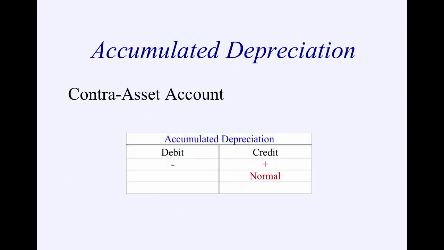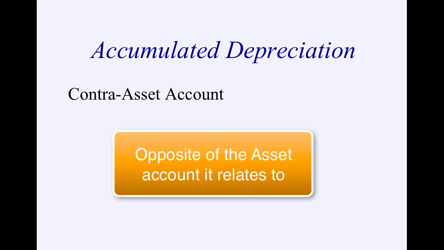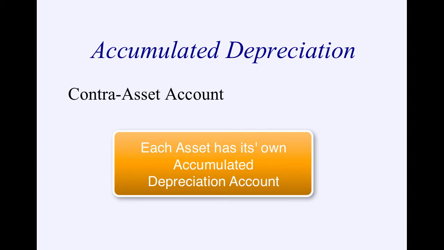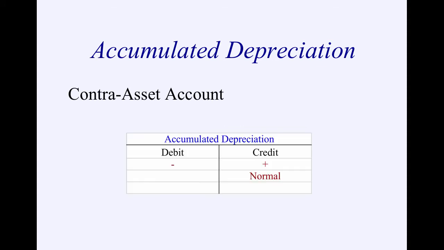Accumulated depreciation is a contra asset account. It is opposite of the asset account that it relates to. Each asset will have its own accumulated depreciation account. Accumulated depreciation increases on the credit side, decreases on the debit side, and has a normal credit balance.